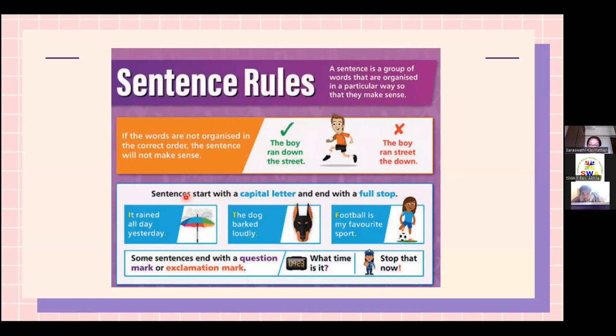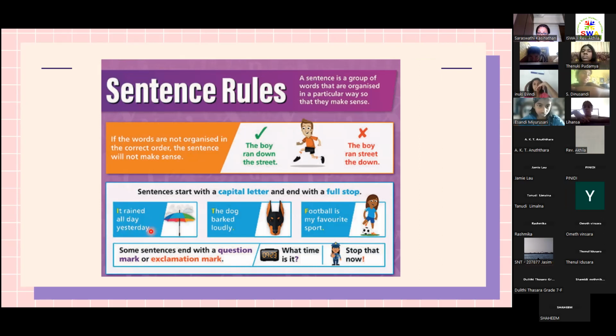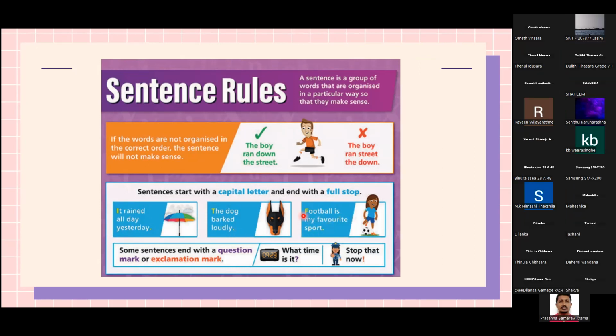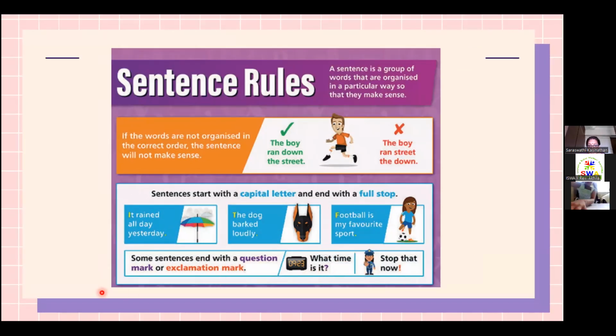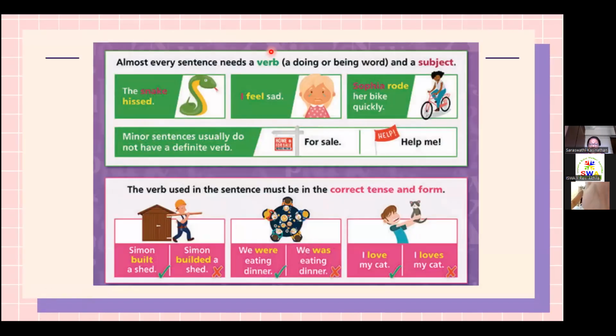And if it's a reading or writing sentence, the sentence always starts with a capital letter and ends with a full stop, or a punctuation mark. It rained all day yesterday. So capital letter, punctuation mark. The dog barked loudly. Capital letter, punctuation mark. Football is my favorite sport. Capital letter, punctuation mark. But some sentences don't end in a full stop. As I said, punctuation mark can mean question mark, exclamation mark. So this is how the sentence ends. Okay. Now next.